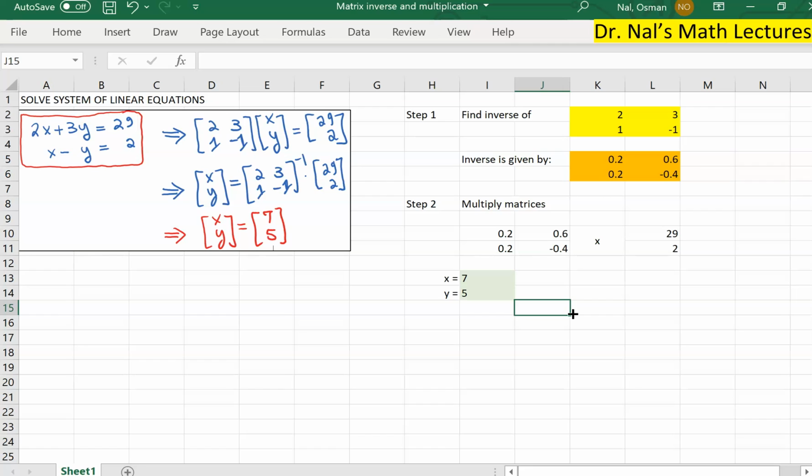In the next video, I will do the same thing for a system of 3 equations and 3 unknowns. This time I won't even bother trying to solve it manually. We will directly solve it on Excel again. This time a 3 by 3 system of linear equations, which we will solve using Excel. So see you guys in the next video.